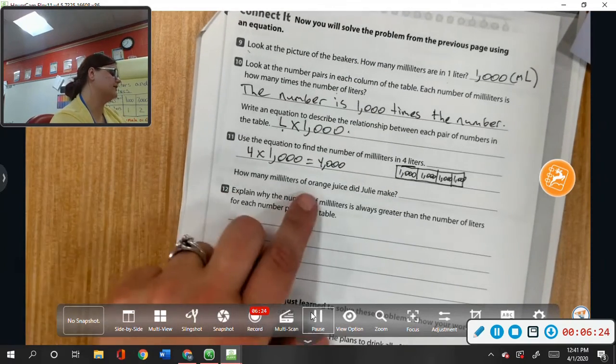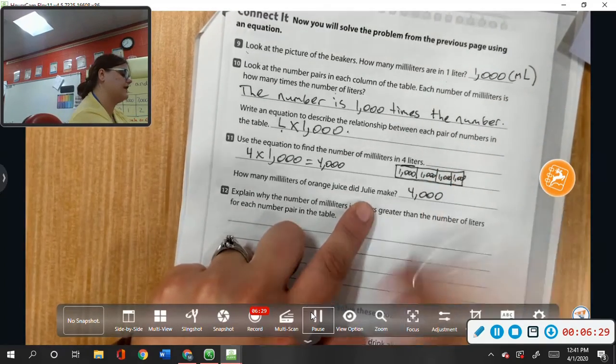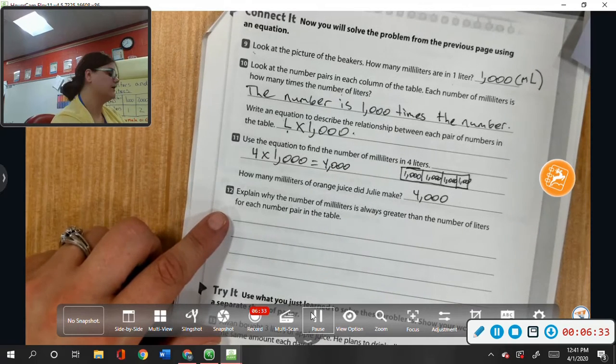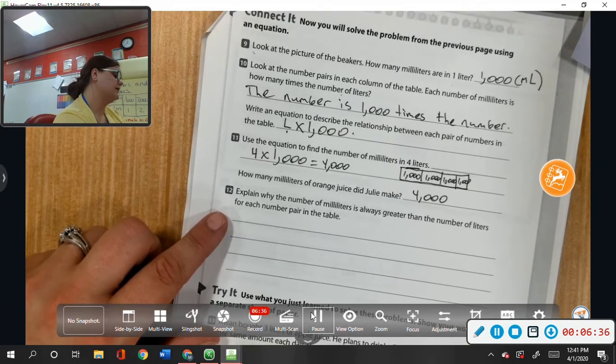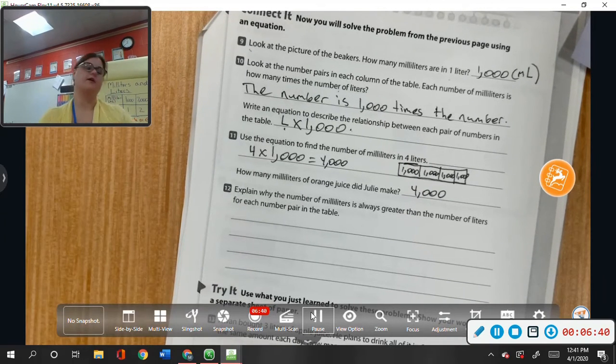I almost skipped: how many milliliters of orange juice did Julie make? Well, there's the answer, 4,000. Explain why the number of milliliters is always greater than the number of liters for each number pair in the table.